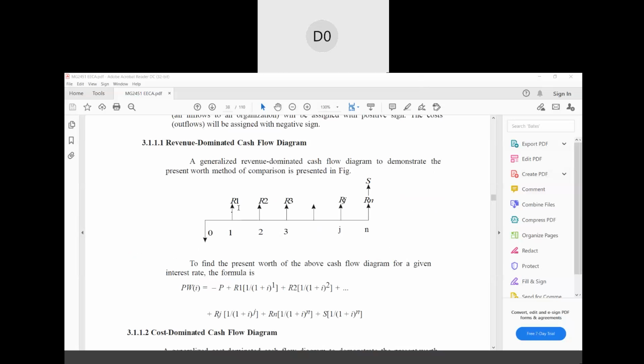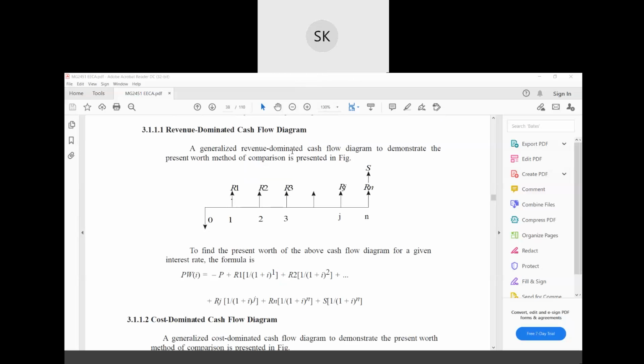Now this is the revenue dominated cash flow diagram, and it has roll number 45. Please mute yourself. Roll number 45. See the diagram. Just read the diagram, okay? If I just read out all the things, you won't understand. Just read it once. Till then, I'll take a break of 1 minute. Read, okay? Revenue dominated cash flow diagram, and there will be another cost dominated cash flow diagram. Read it.